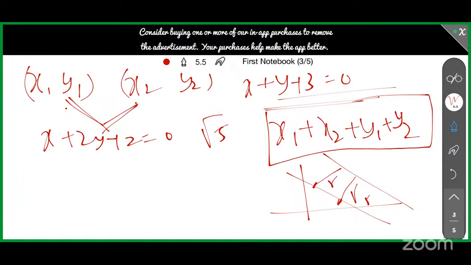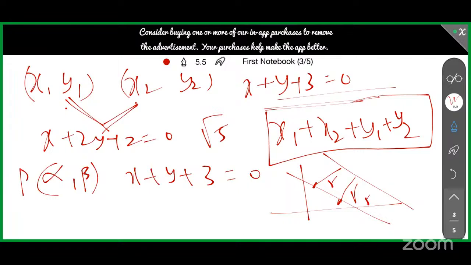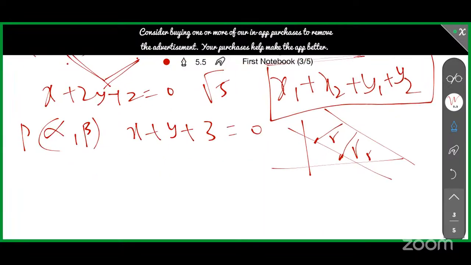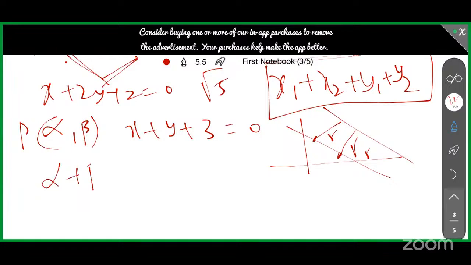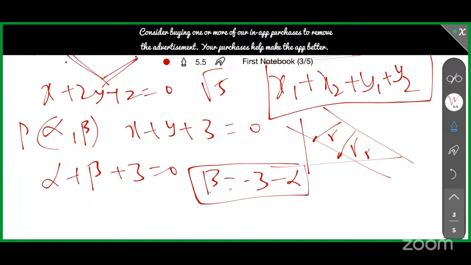So instead of these 2 points, I'll take one single point for the time being, alpha comma beta, on the line x plus y plus 3 is equal to 0. So I'm taking a point P, alpha comma beta, on my line. That means my line equation has to satisfy this point. Therefore, alpha plus beta plus 3 is equal to 0. From here, beta is equal to minus 3 minus alpha.